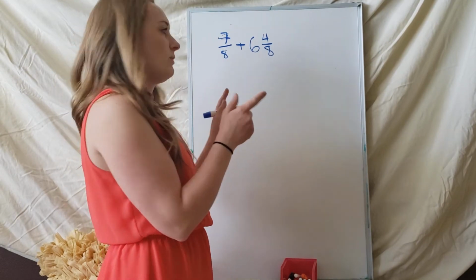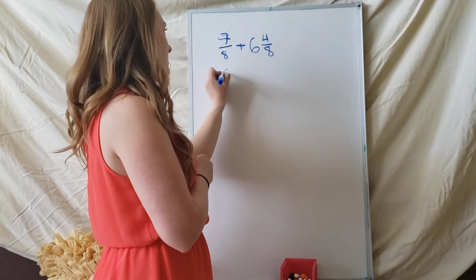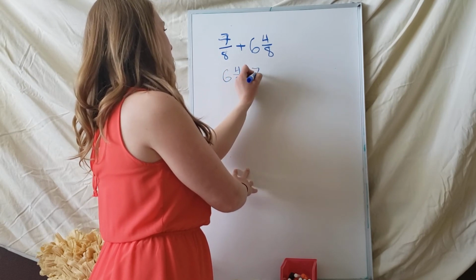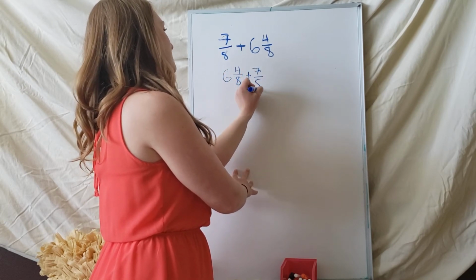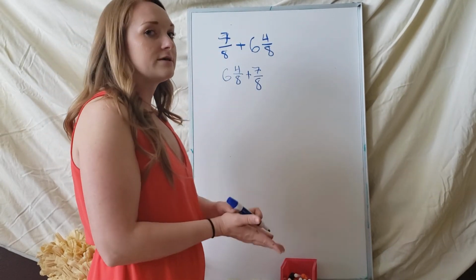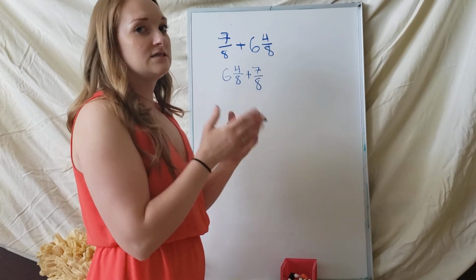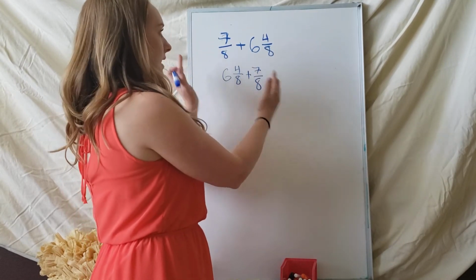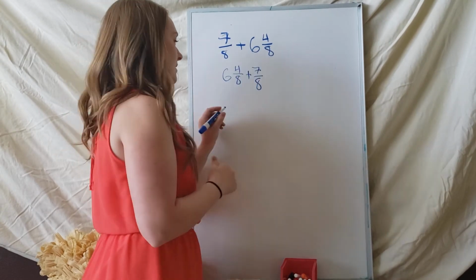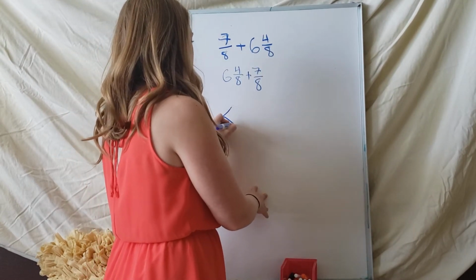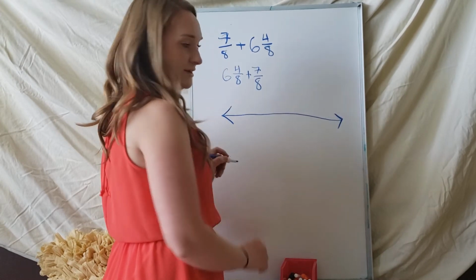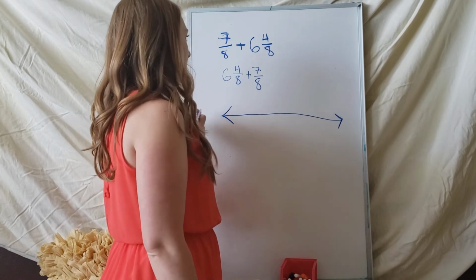Now I want to make a point to say that with addition, we have the commutative property, right? So we can flip these around and it can be 6 4/8 plus 7/8. Just like whole numbers, it doesn't matter which one comes first or second when we're adding. But with subtraction, when we practice that, it's very important to keep them in the order that the problem is in. But because we're adding, we can flip them around. And I'm going to draw a number line, and you'll see why I flipped them that way.